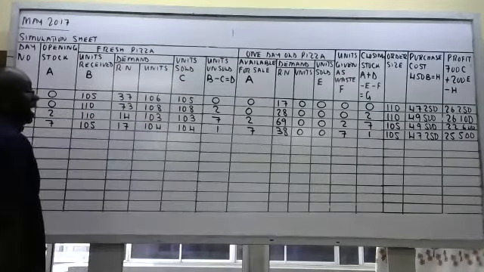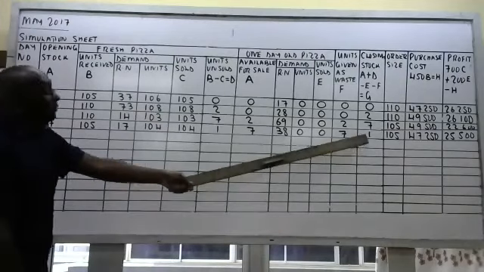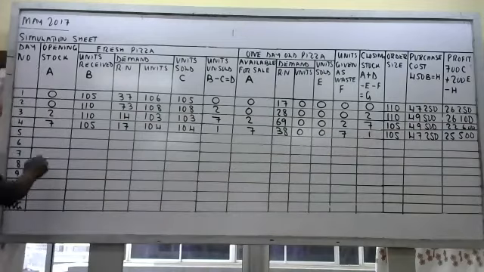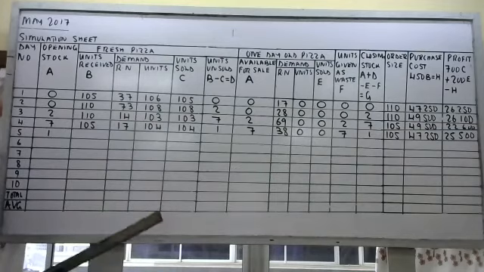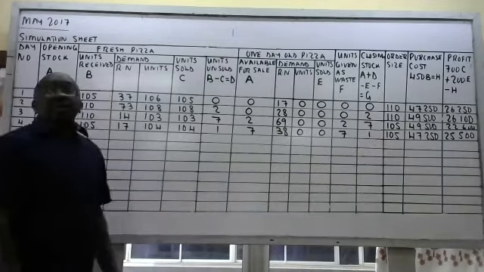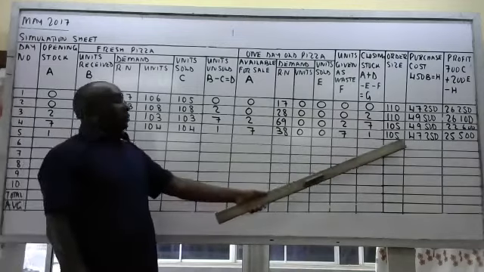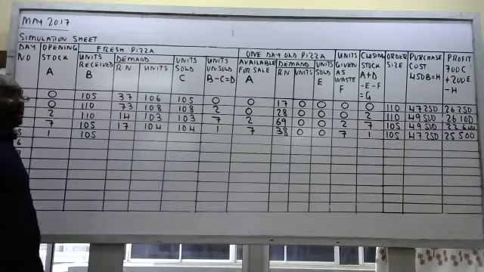We go to day number 5. Day number 5, tunafungua na hii moja. Then how many units do we receive? 105. Hii ndio tuliweka jana. Hii ndio tunatarajia today.